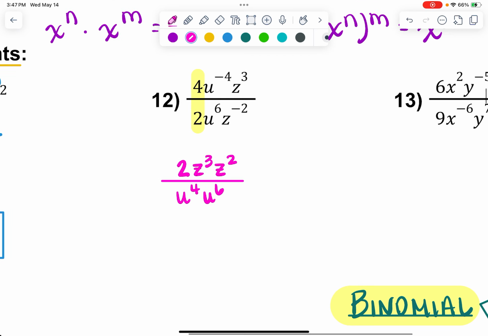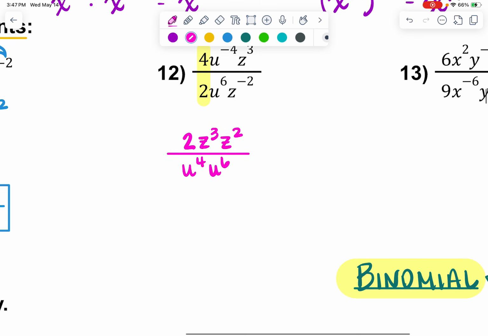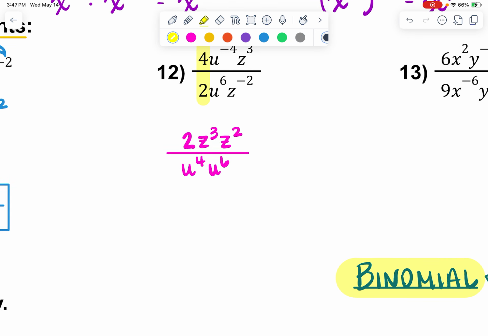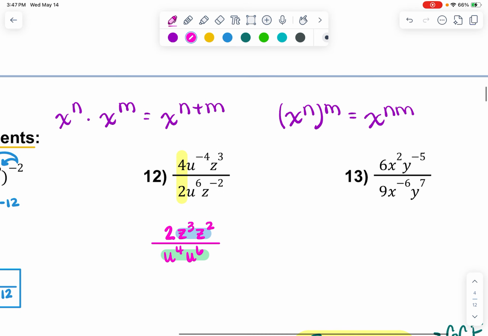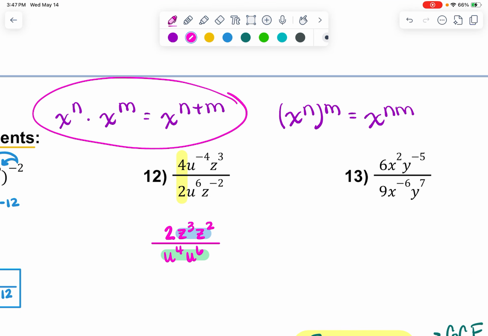Right, and so that's what we get so far. We've made all of our exponents happy, but then of course we're not quite done because we still want to combine these like bases. We've got 2 z's on top and 2 u's on the bottom that we need to merge together. So we're going to use that product property, that when we multiply, we add the exponents.